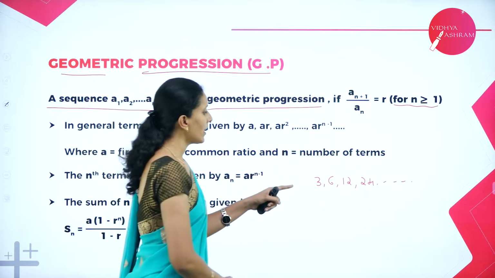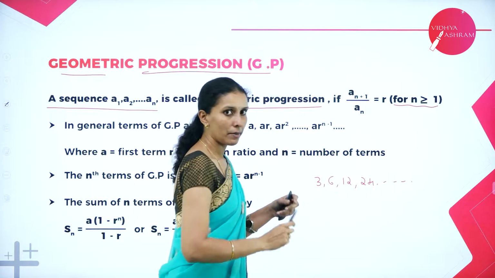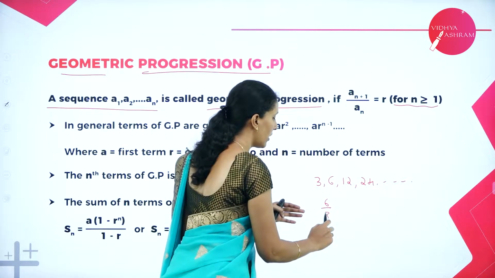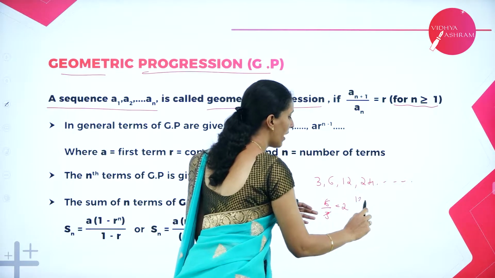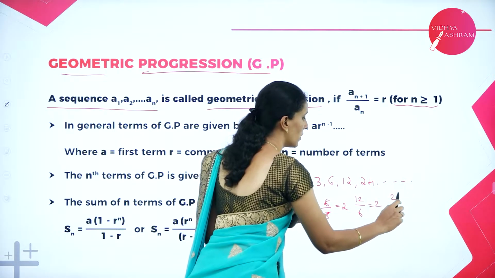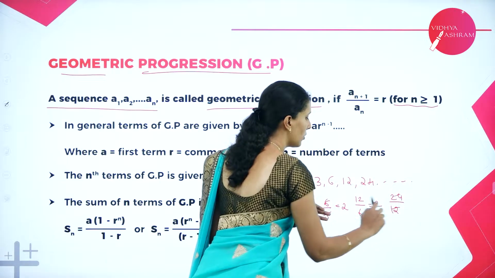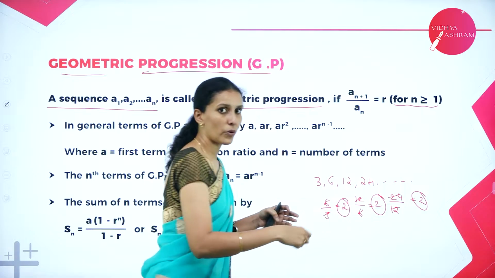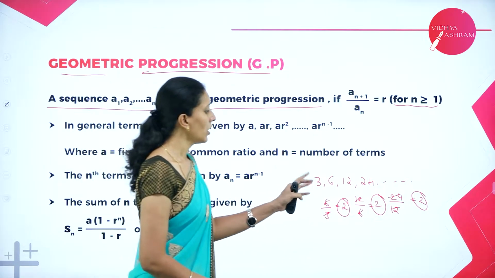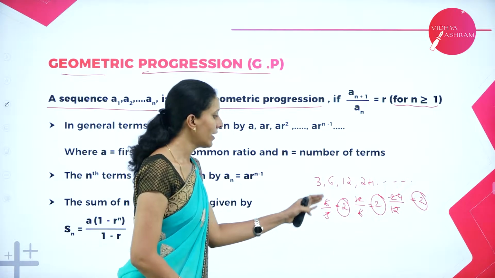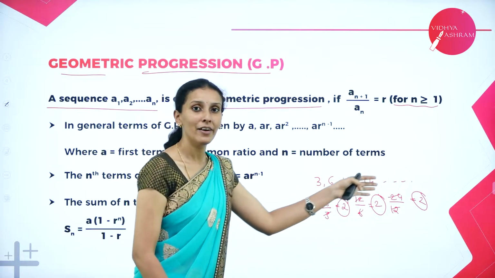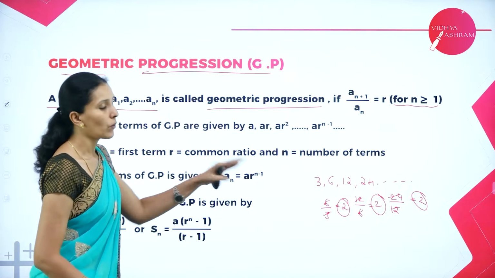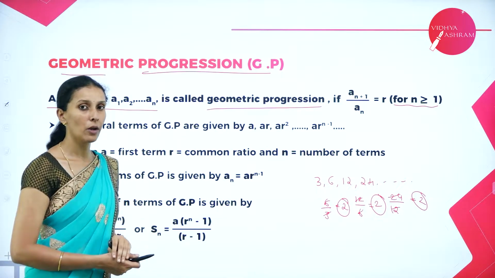Here you can see A(n+1) by An means the next term divided by the previous one. If you divide 6 by 3, you will get 2. If you divide 12 by 6, you will get 2. If you divide 24 by 12, you will get 2. So this is nothing but a common ratio, or common multiple, between the terms. So these sequences are nothing but geometric progressions.